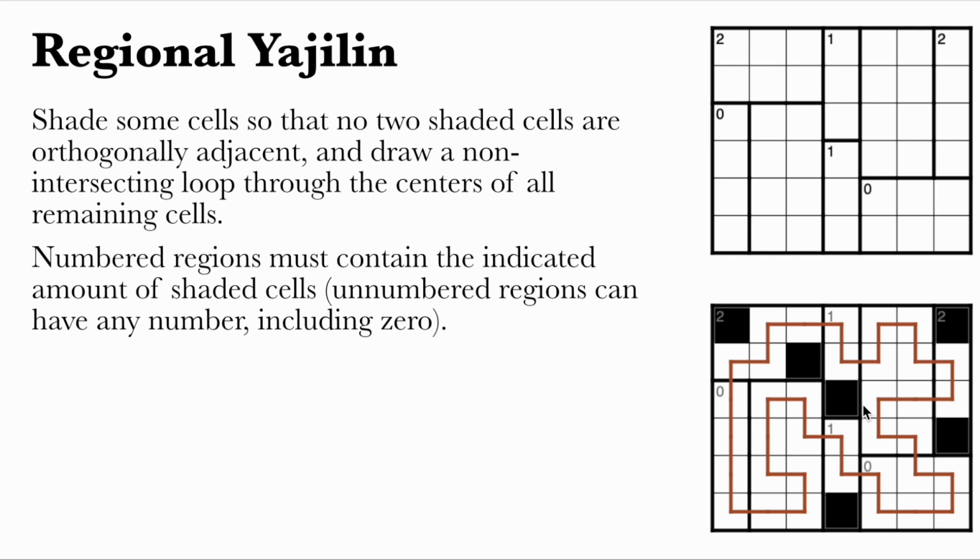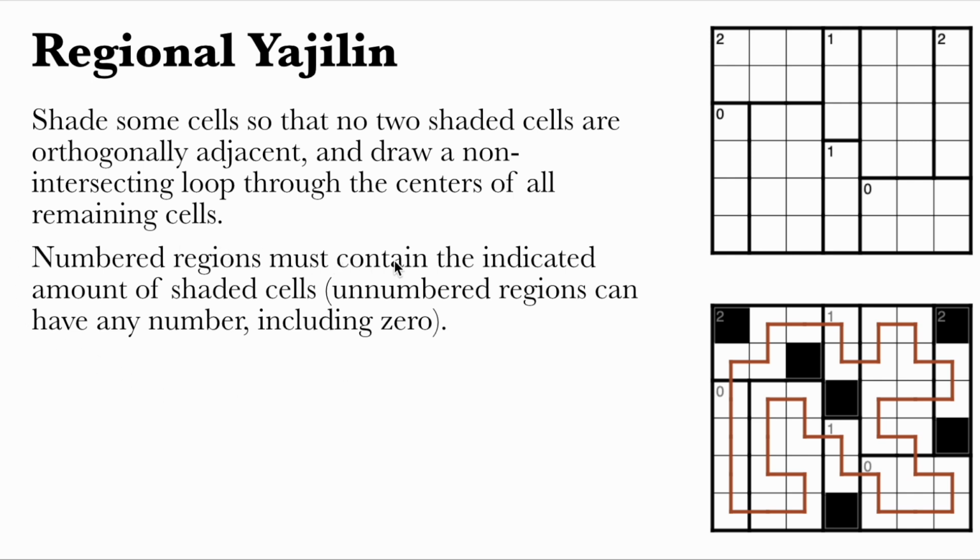So we have some shaded cells that don't touch each other orthogonally, which means horizontally or vertically. Don't share edges is another way of thinking about that. This shows that diagonals are fine. And everything that's left over has to be possible to draw a line that loops through those remaining cells.